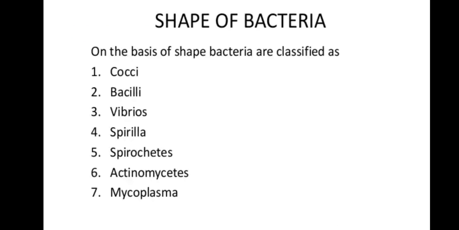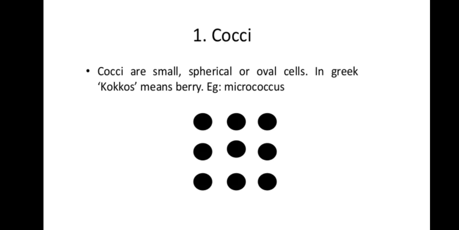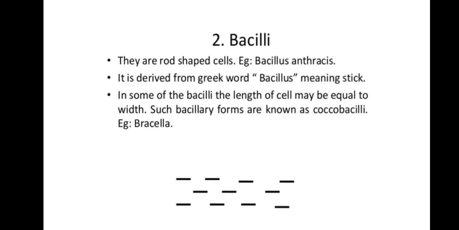Shape of bacteria. On the basis of shape, bacteria are classified as follows. We are seeing here the classifications of bacteria. First is cocci, bacilli, vibrio, spirilla, spirochetes, actinomyces, and mycoplasma. This is the image of cocci bacteria. Cocci are very small, spherical or oval shaped cells. In Greek, coccus means berry. It looks like berries, and an example of cocci bacteria is Micrococcus.